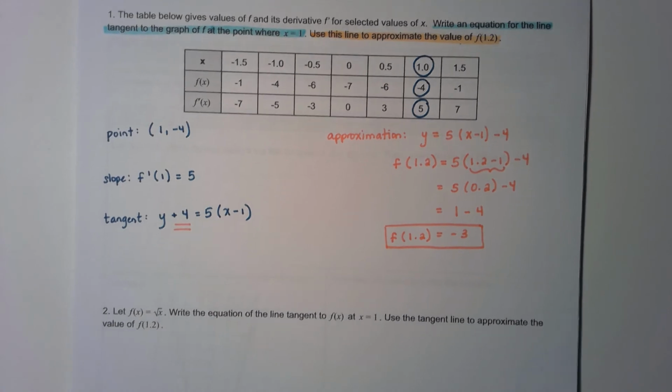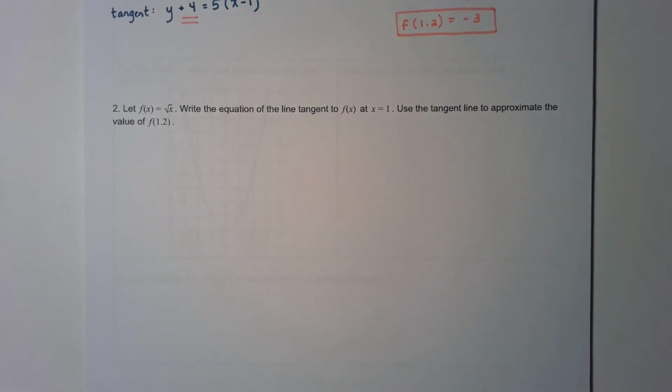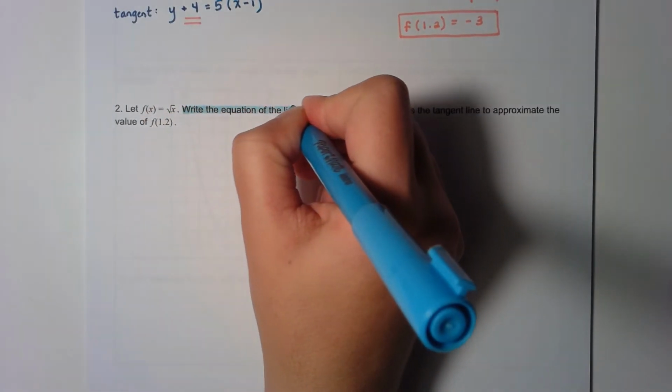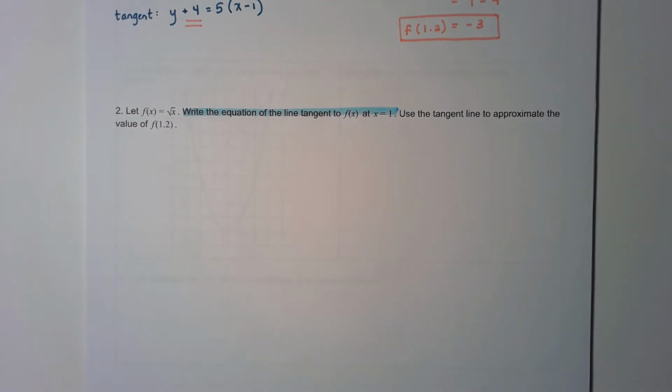Last but not least, it says let f of x equal the square root of x. Write the equation of the line that is tangent to f of x at x equals 1, then use the tangent line to approximate the value of f of 1.2. Again, there are two parts to this problem. Write the equation of the line that is tangent at x equals 1 is part 1. So we have to have a tangent line as part of our answer, and it needs to be clearly labeled that that's the tangent line, because that is part of the question.